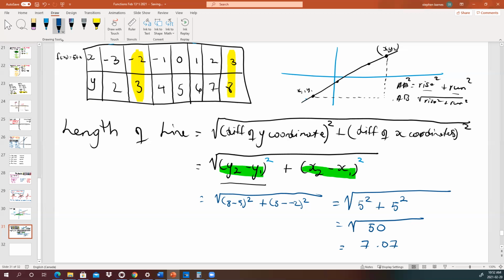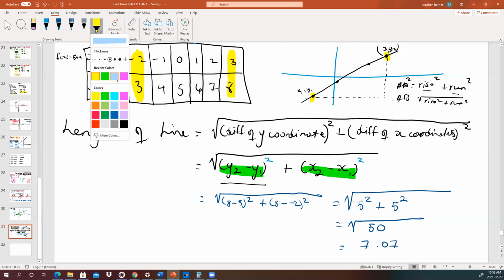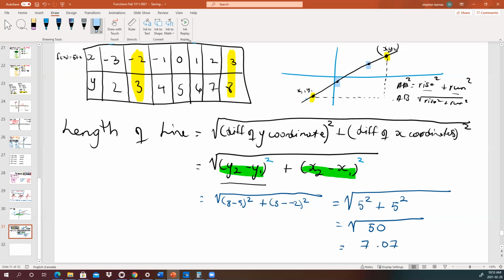7.07. Now, the point I'm trying to make here is that the answer you're going to get is not the same, right? And that's okay. The answers you're going to get are not going to be the same, like when we work out the y-intercept or the x or the gradient using the equation of a line. It's not the same because the distance between here and here is not going to be the same as the distance from here to here. You understand me? It's going to be a different distance. You get what I'm saying?